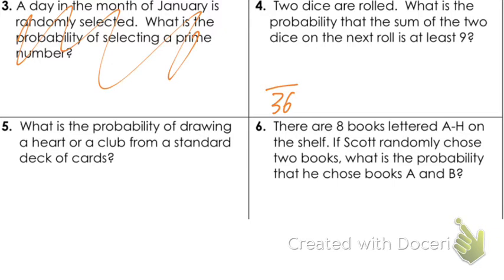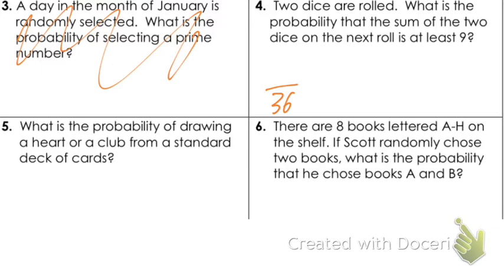So I could have a 1, a 2, a 3, a 4, a 5, and a 6. Are any of those at least 9? No. Now what if I roll a 2 on my first die? What can my second die be? 1, 2, 3, 4, 5, 6. Can you guys start to see why there might be 36 different options here? I have 6 for each number, and there's 6 numbers, 6 times 6, 36.